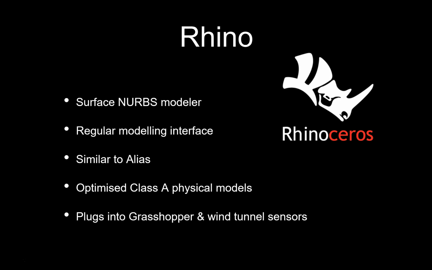It has a regular sort of modeling interface where you can input numerical commands, like saying I want a square that's 5 centimeters by 5 centimeters, and it will do exactly that. You can do that to a greater or lesser extent in Maya as well, but Rhino's especially good for this. It is similar to Alias as a Class A modeler.